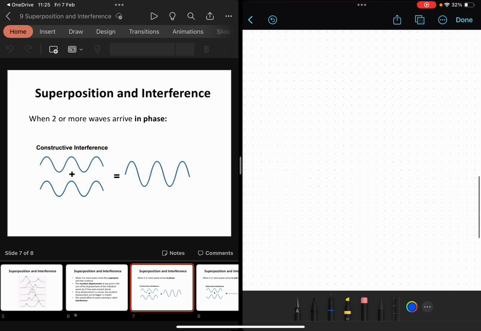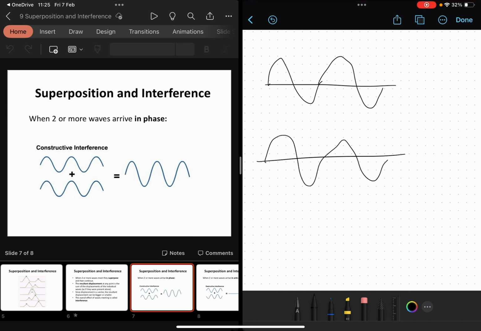The first we're going to call constructive interference, and that occurs when waves arrive in phase. Now what does that mean? In phase means that the peaks and the troughs are perfectly aligned. Okay, so peak meets peak, trough meets trough, peak meets peak, trough meets trough. So we would say that those two waves are in phase, so therefore they interfere constructively. And so the resultant is equal to the sum of the individual displacements.